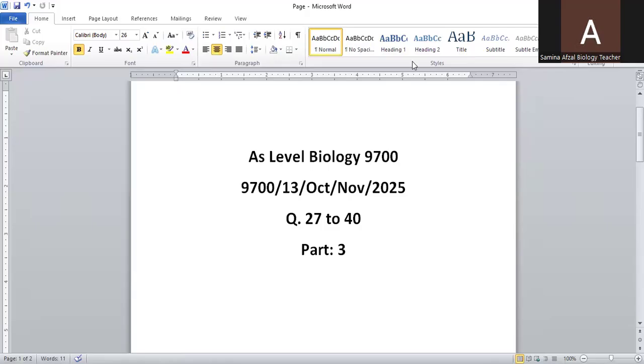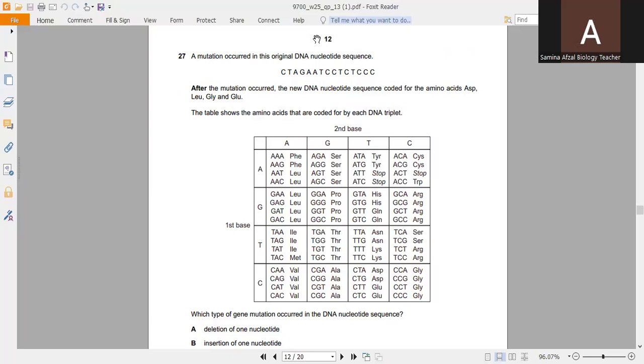AS Level Biology 9700, Paper 1, Variant 3, October/November 2025. This is the third video on this paper, in which we will discuss question number 27 to question number 40. Question number 27 is: a mutation occurred in this original DNA nucleotide sequence.